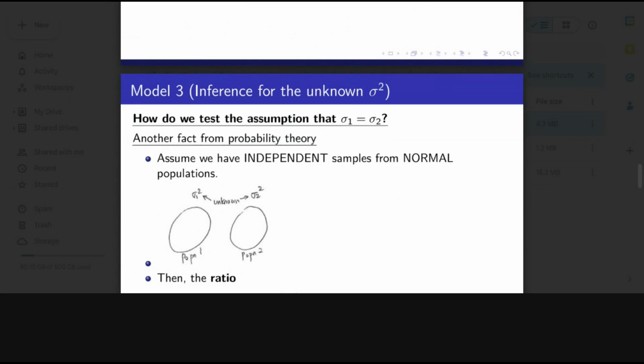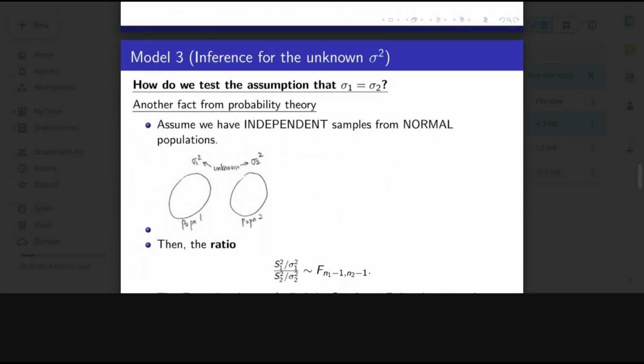Okay. So first of all, what are some assumptions from the start? We always assume that we have independent samples from normal populations. I think I've said this so many times already. These tests start on the assumption that your samples are independent and both normal. I've just drawn a picture: there are two populations. They have unknown variances.